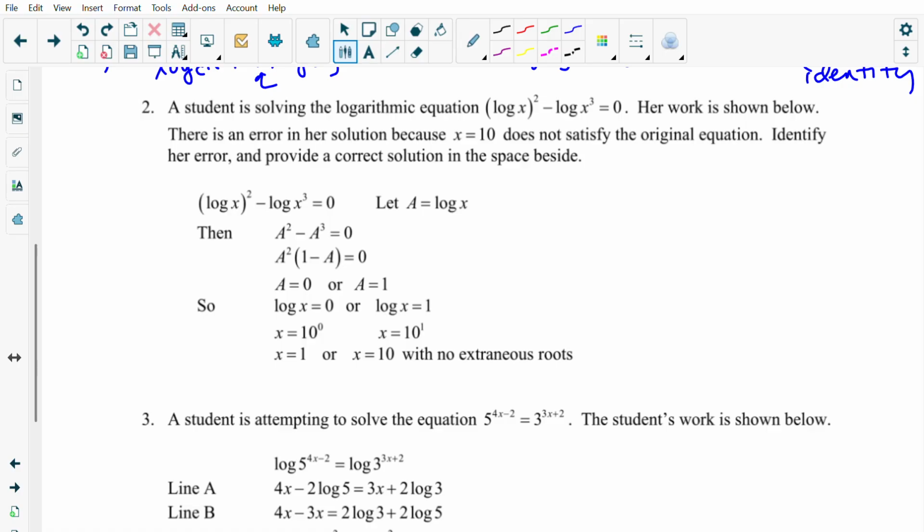Okay, let's see. Let a equals log of x. So this substitution right here, first I'll say this is a correct substitution. Okay, that's number 1.